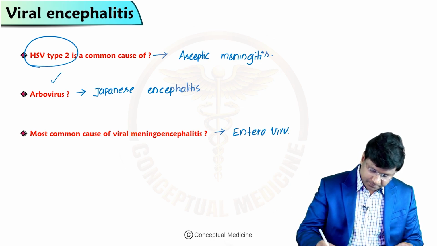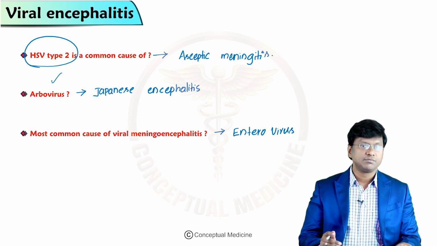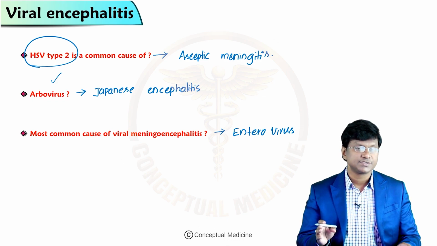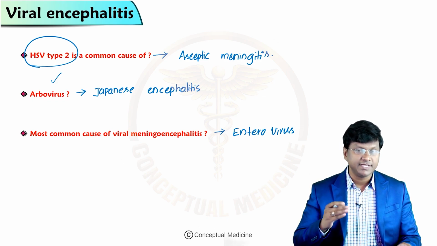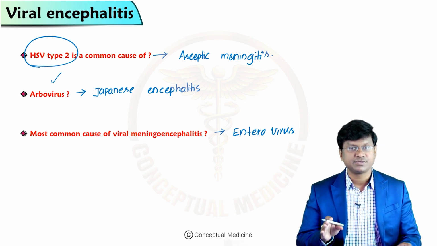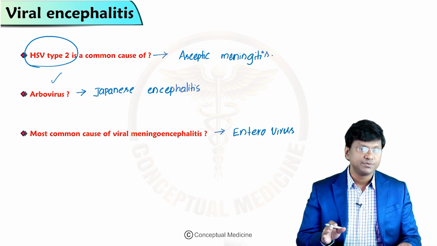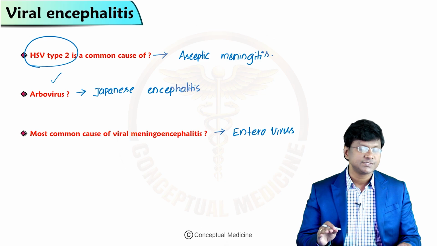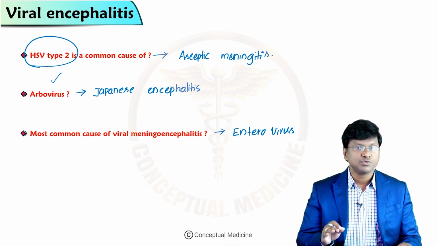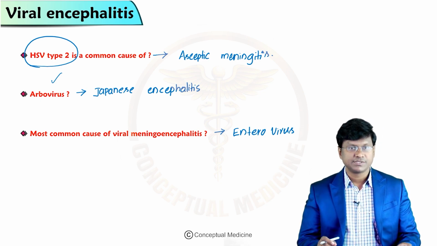So to summarize, the most common cause of sporadic viral encephalitis is HSV1. Most common cause of epidemic viral encephalitis is arbovirus. Most common cause of viral encephalitis in immunocompromised individuals is cytomegalovirus. Most common cause of viral meningitis is enterovirus. HSV type 2 is the common cause of aseptic meningitis. Japanese encephalitis virus, an arbovirus, is one of the most common causes of encephalitis outbreaks. And the most common cause of viral meningoencephalitis is enteroviruses.